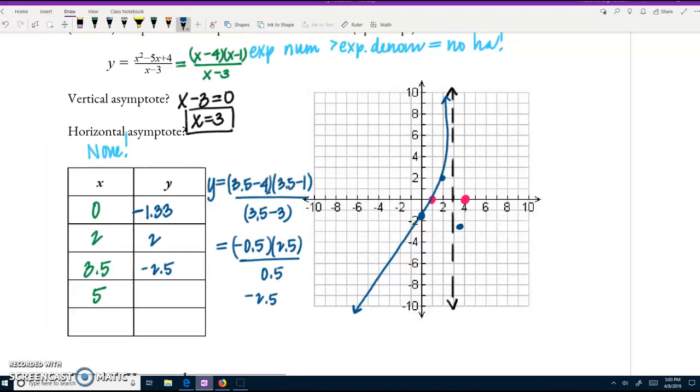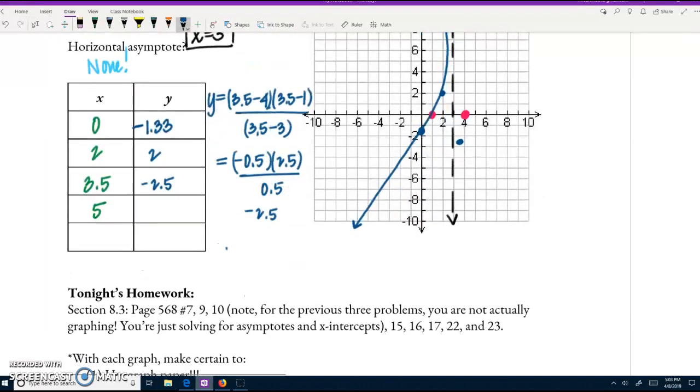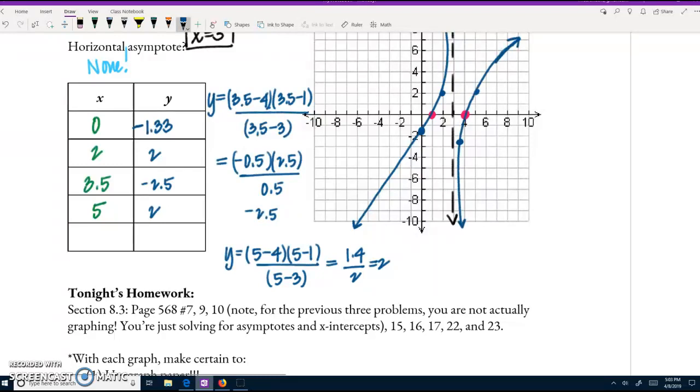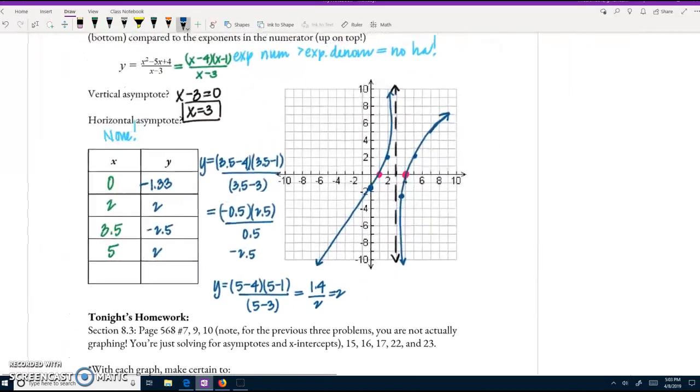Then the last point that I have to plug in is 5. So if I plug in 5 back to my factored form, I've got 5 minus 4 times 5 minus 1 over 5 minus 3. So this is going to give me 1 times 4 over 2, which is just going to give me a y output of 2. So I can go ahead and find 5 and 2, and then I can sketch the shape that these points make. Again, I want to confirm that shape in my graphing calculator as well.